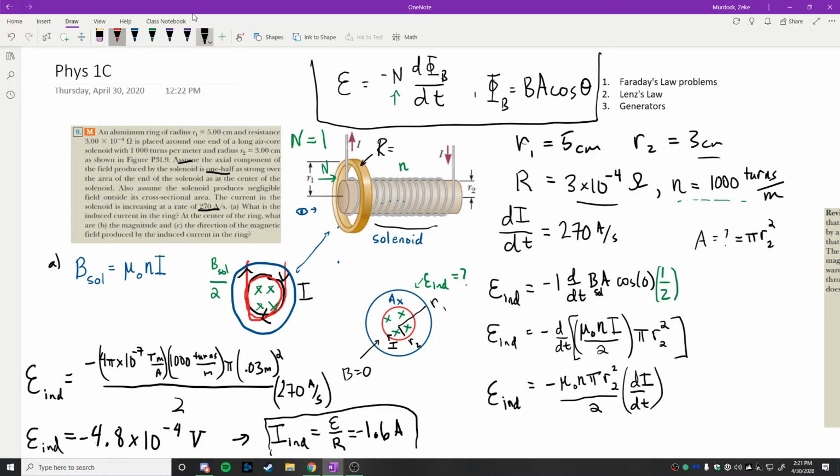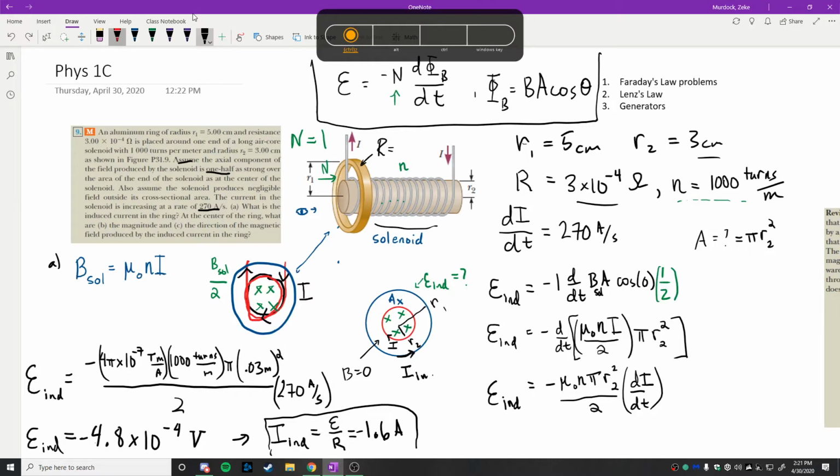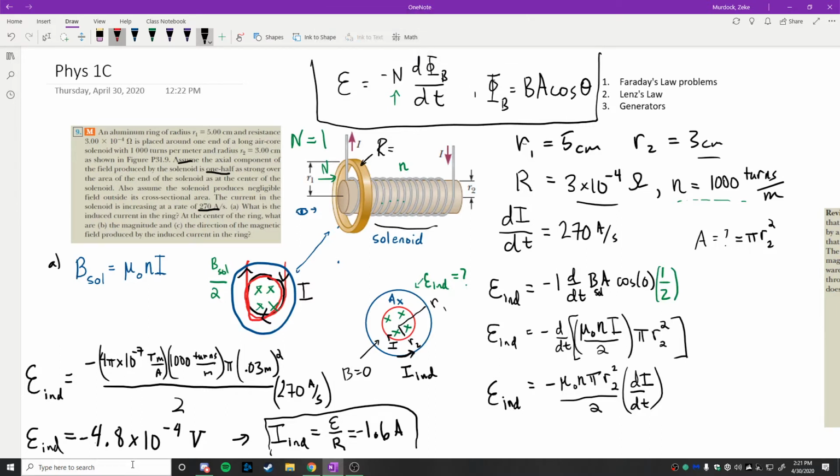The induced current has to be the negative of it, or the opposite direction. So the induced current is going to flow this way. That's the induced current. Does that make sense? The current was increasing, right? So if the current was decreasing, then you'd have a negative sign on that, and then your induced EMF would be positive, so it would be in the same direction. Does that make sense to everyone?